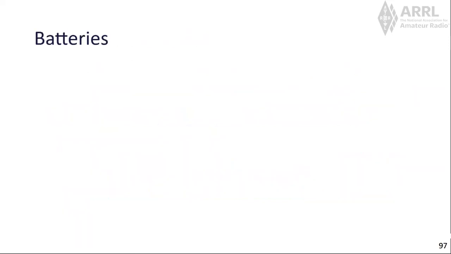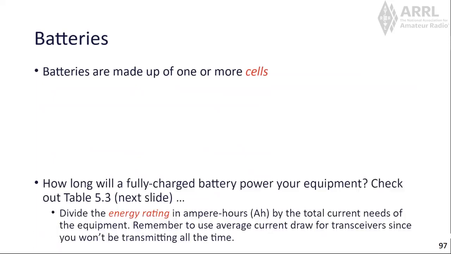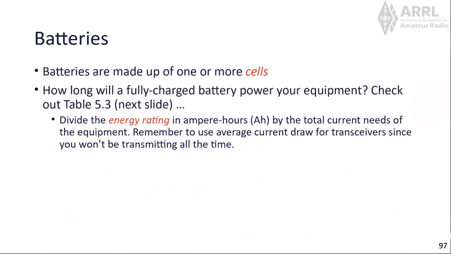Okay, batteries. Batteries are made up of one or more cells. How long will a fully charged battery power your equipment? Okay, in the next slide, we're going to look at a table. Divide the energy rating in ampere hours by the total current needs of the equipment. And remember to use the average current draw for transceivers since you will not be transmitting all the time.